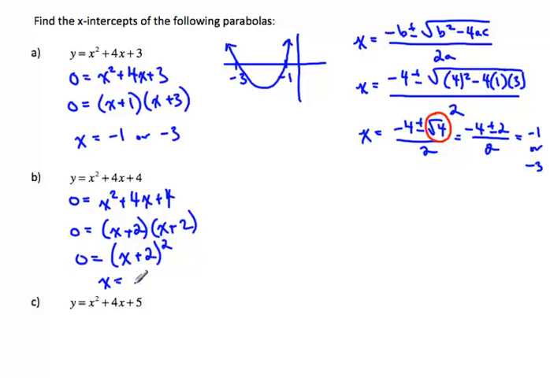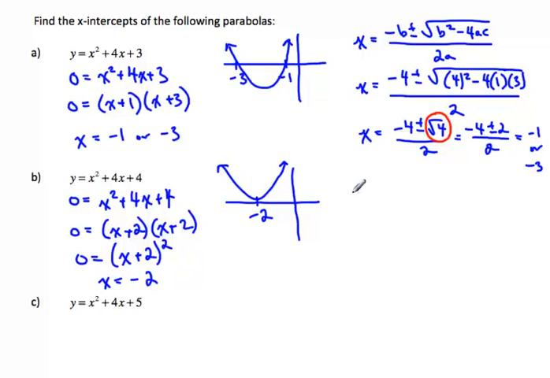Therefore, x is equal to negative 2. That means we've only got one x-intercept, and it's at negative 2. So the parabola is going to look like this, with the vertex on the x-axis. And any quadratics that can be expressed as just perfect square trinomials are going to have their vertex on the x-axis and have a single x-intercept.